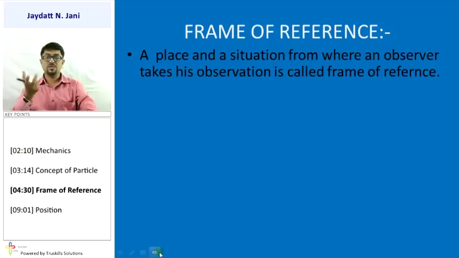So with respect to stationary earth, that train is in motion, and for a person who is inside the train, that train is stationary, and with respect to the train, the earth is in motion. So for a person who is outside the train, the earth as a whole is the reference frame, and for a person who is inside the train, that window or that frame where he takes his observation is the reference frame.